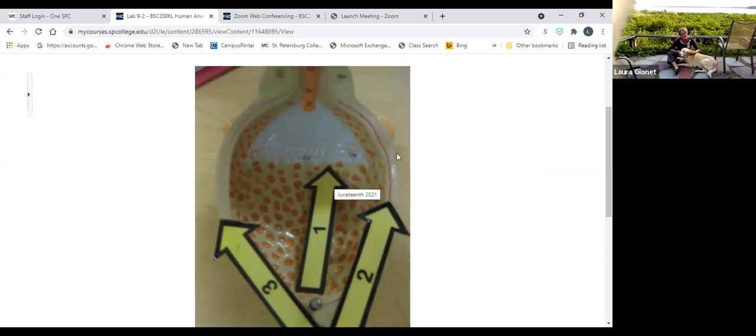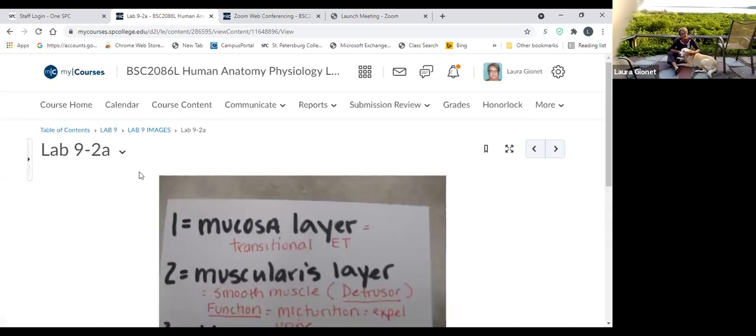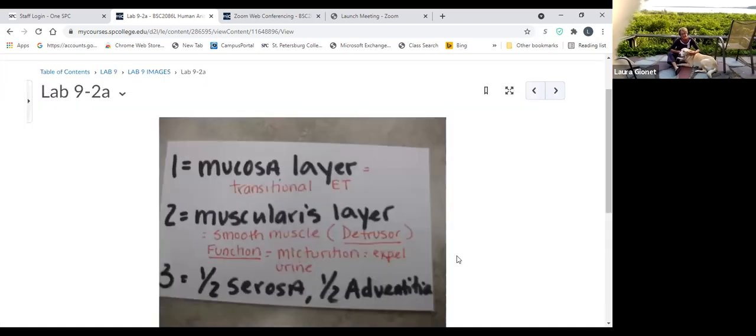Okay, this is the bladder. It's pointing to its three layers: mucosa, muscularis, and an outer connective tissue layer. The mucosa is composed of transitional epithelium. The muscularis layer is composed of smooth muscle called the detrusor muscle. It has three layers, and it is the contractile layer, so it functions in micturition to expel the urine.